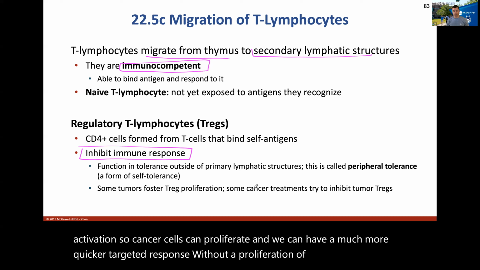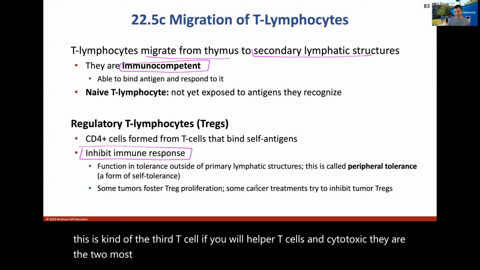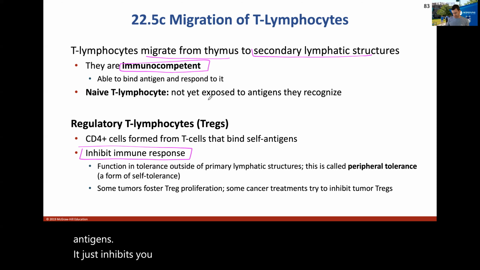So this is kind of the third T cell, if you will. Helper T cells and cytotoxic T cells are the two most important. Regulatory T cells are CD4 cells that bind self-antigens, and they just inhibit the immune response. The stuff that I've got highlighted, that's probably the main things you want to focus on.